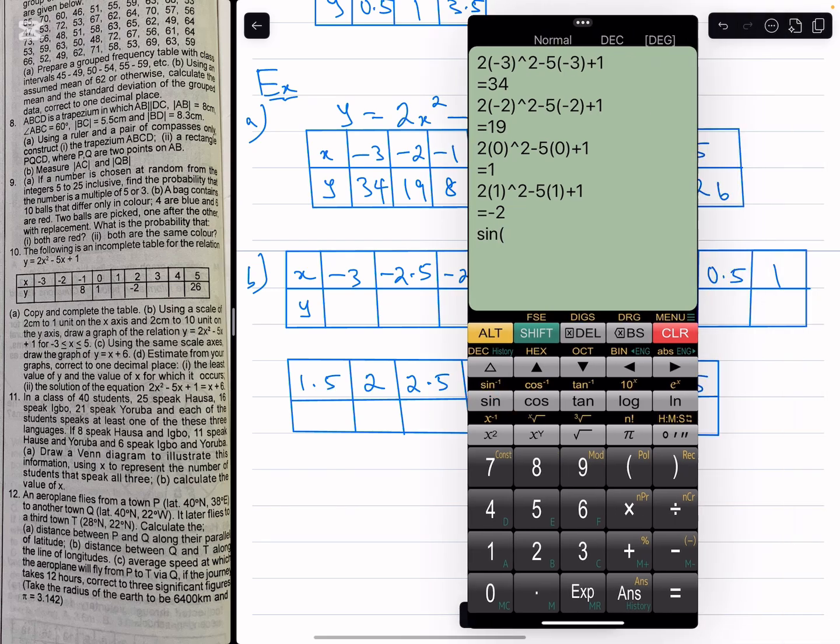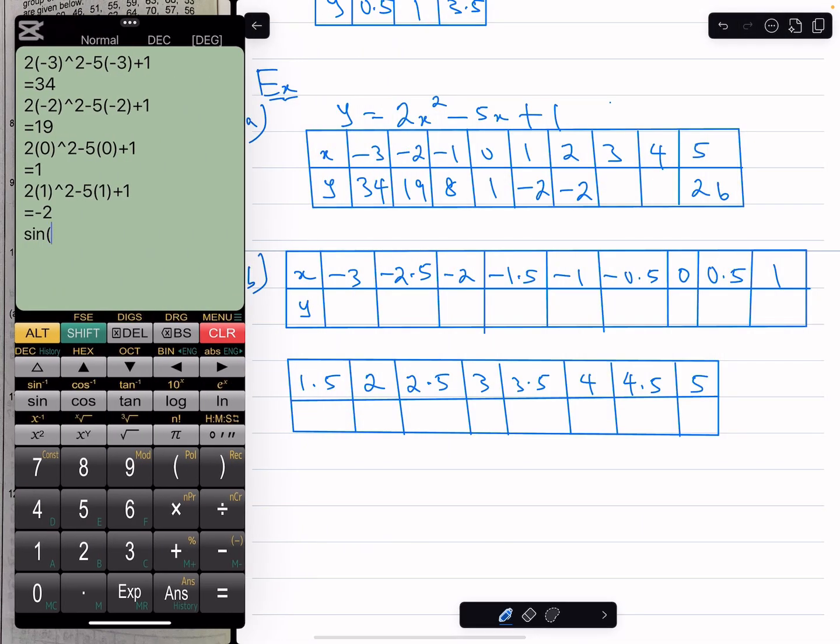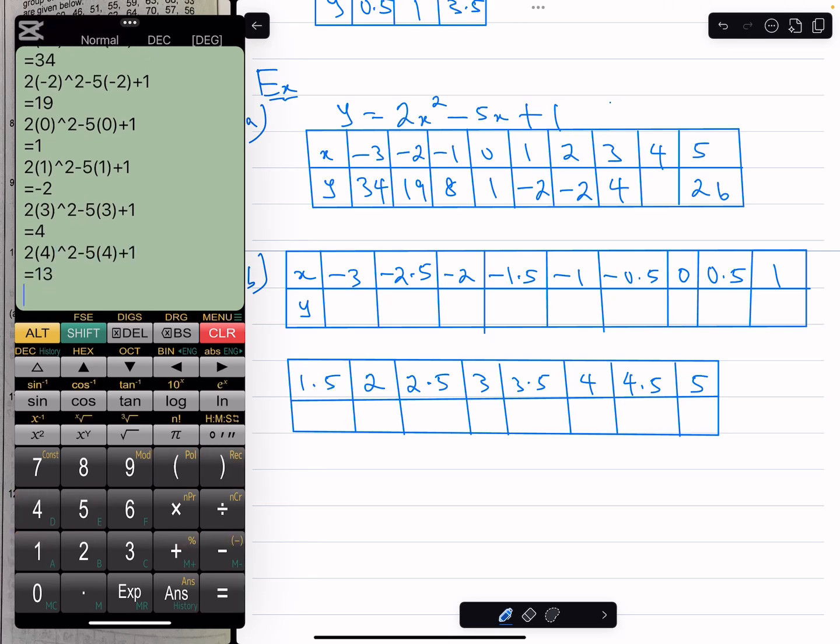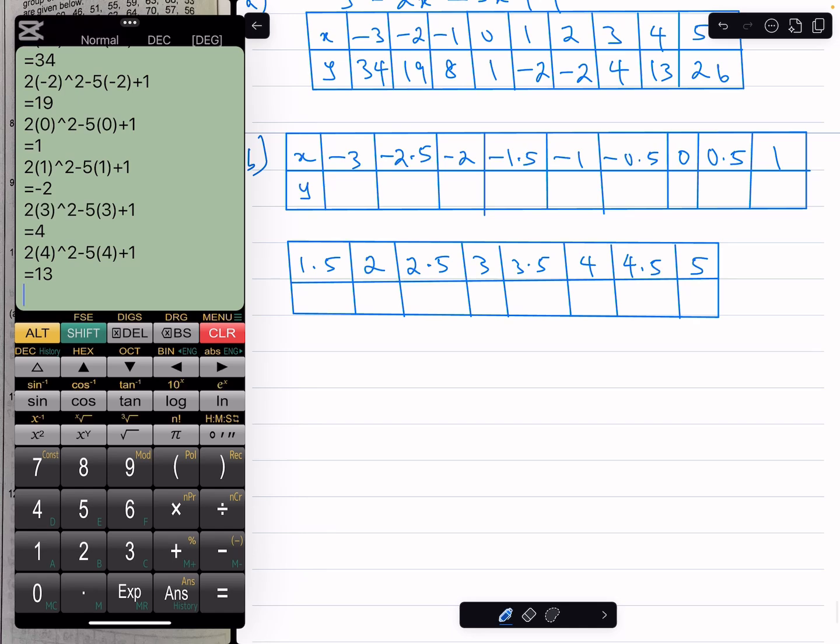When x is 3, y is 2 into bracket the square of 3 minus 5 times 3 plus 1, and that's 4. When x is 4, y will be 2 times the square of 4 minus 5 times 4 plus 1, which is 13. So now it's good to add some more points to make it easy to draw the graph.